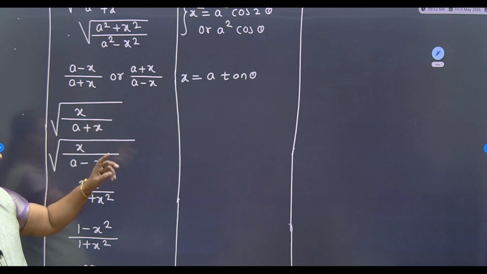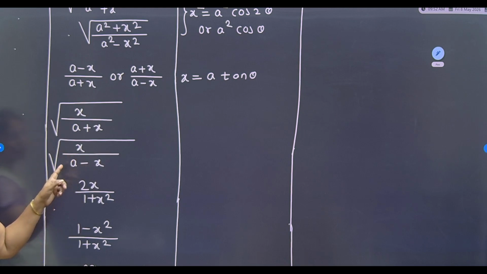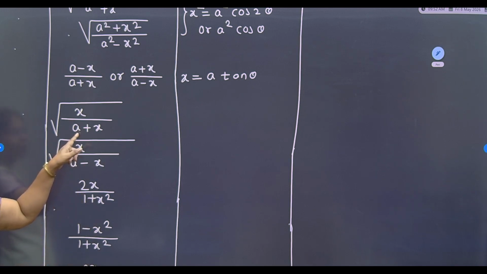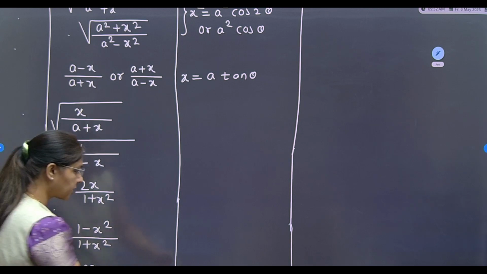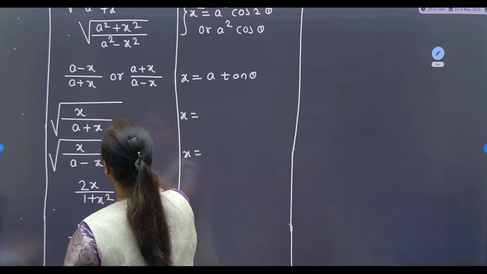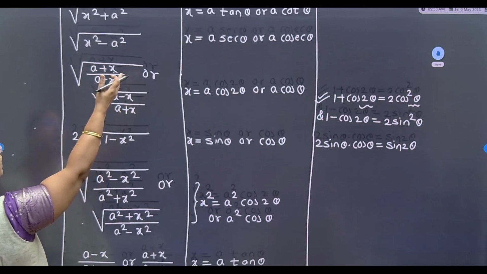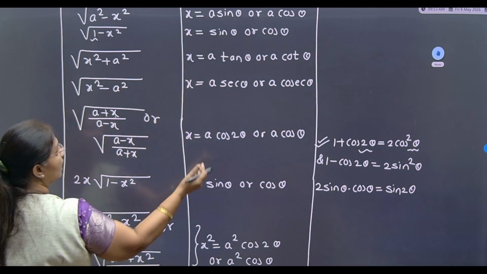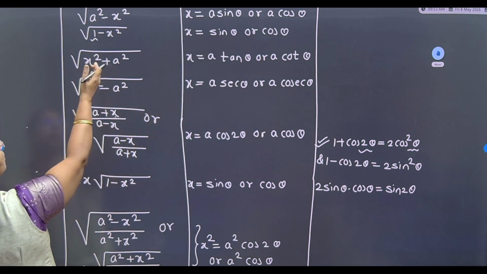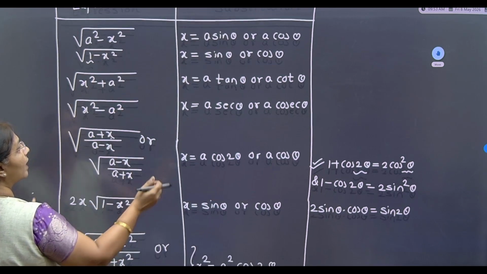Cross adjustment. Yes. Then under root of x upon a plus x, or under root of x upon a minus x. Here substitution. Yes. Here put x is equal to, here a plus x. Then put x here. Substitution. Put x is equal to, and here x is equal to, we know that a square plus x square. Then substitution, put x is equal to a tan theta or a cot theta, and under root of a square minus x square, a sin theta or a cos theta.